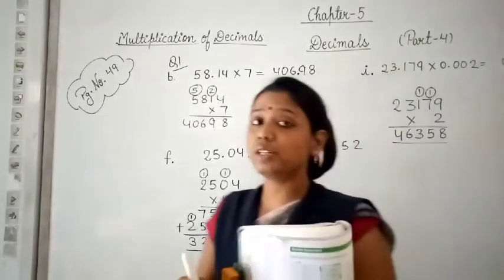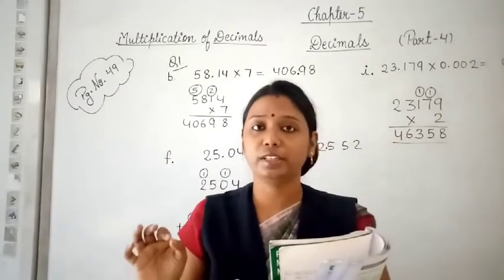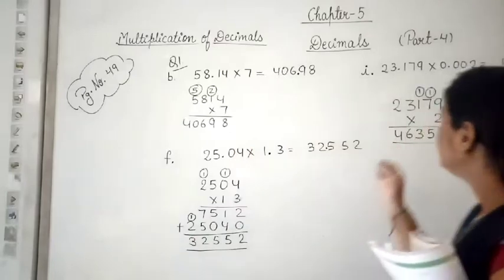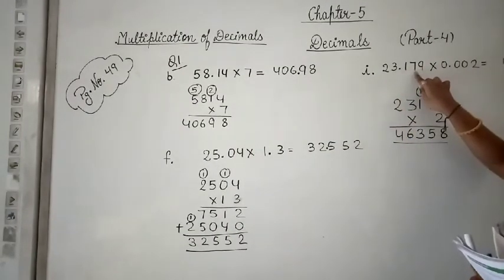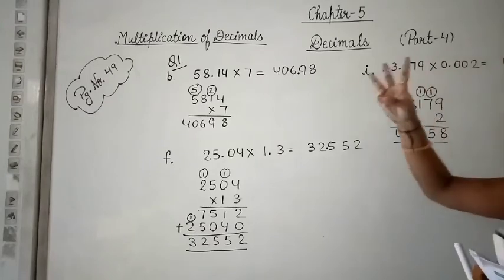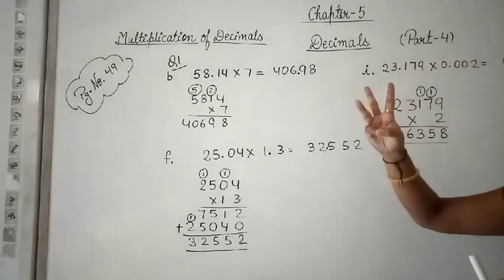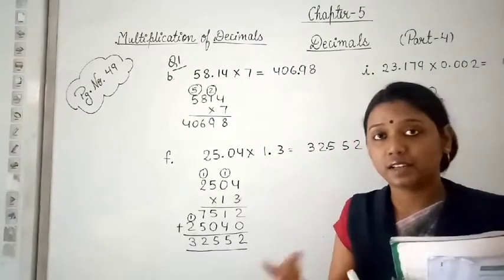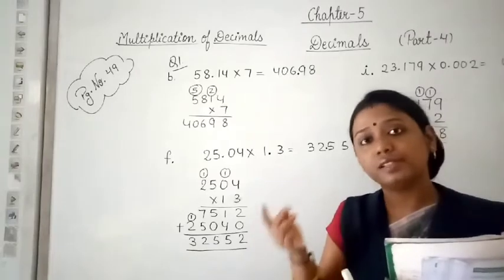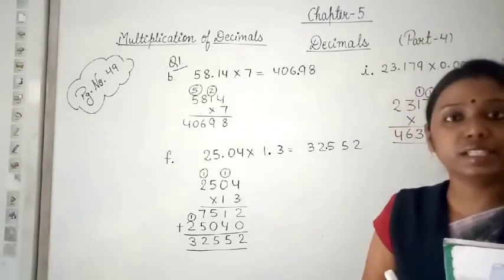Now we have to insert the decimal point, which is the most important thing over here. So here it has a decimal point after 3 digits: 1, 2, 3, point. And here again 3. So 3 plus 3 is 6. So we have to insert the decimal point after 6 digits.